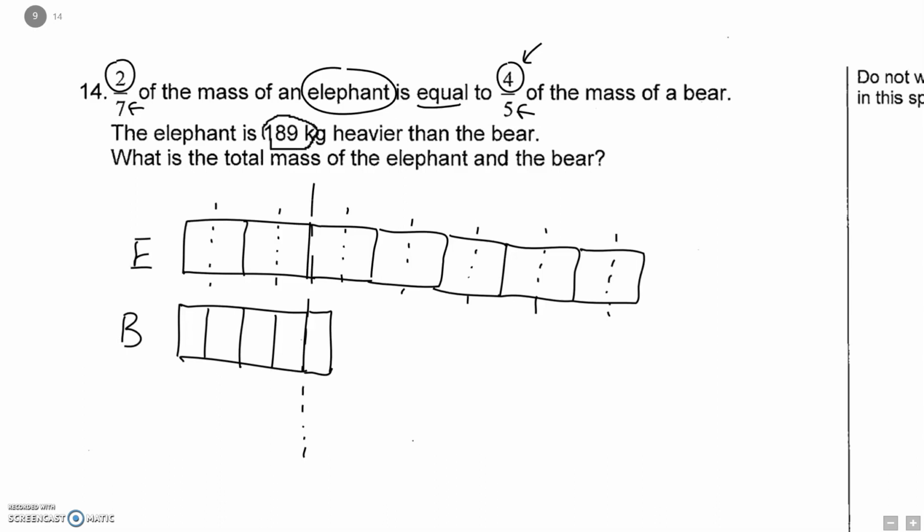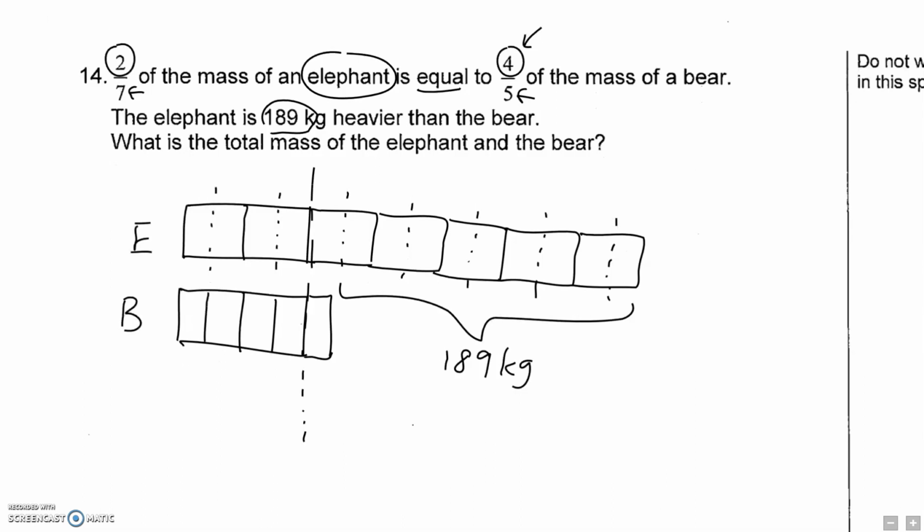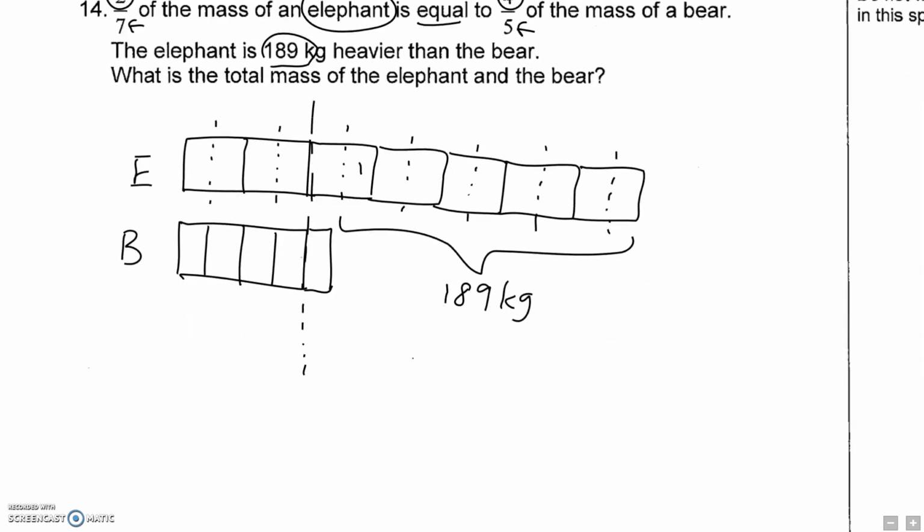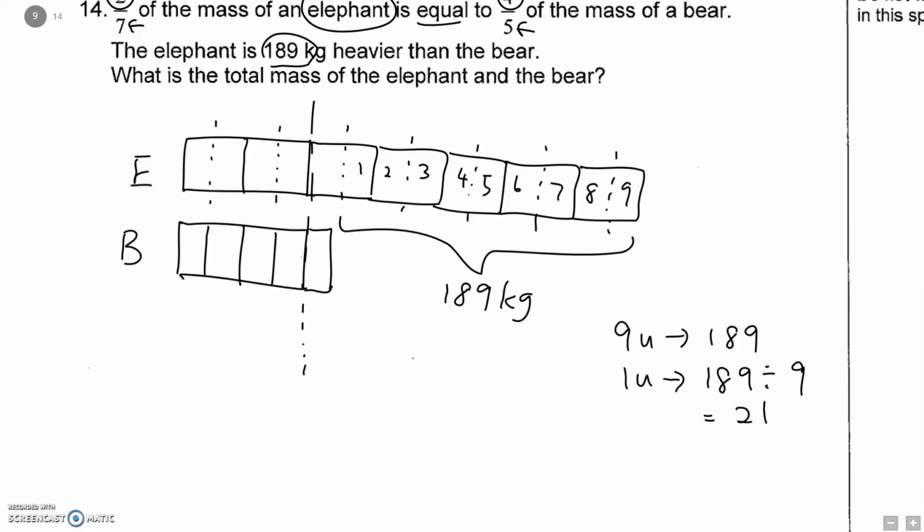Elephant is 189 kg heavier, so this difference over here is 189 kg. Okay, so let's count how many units is that. 1 unit, 2 unit, 3 unit, 4 unit, 5, 6, 7, 8, 9 units. 9 units is the extra units that gives 189 heavier. So common sense tells us we need to find for 1 unit. It will be 189 divided by 9, which gives a 21.